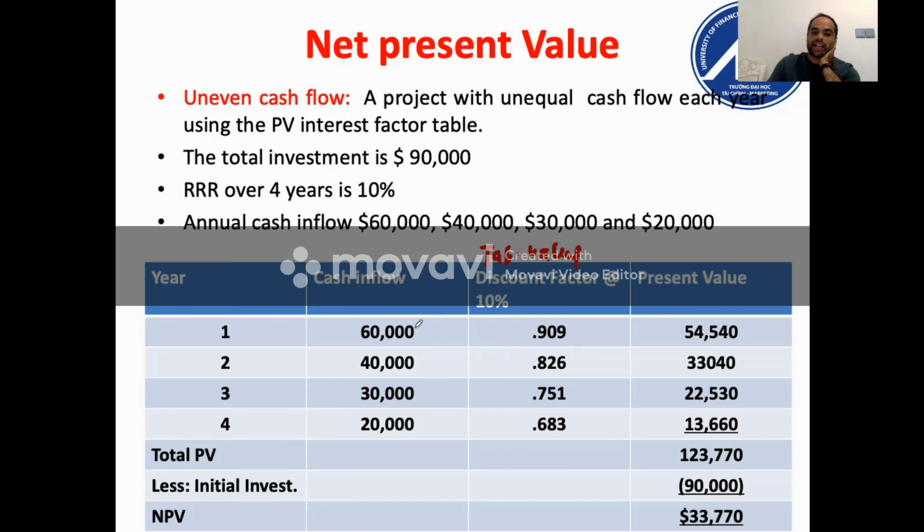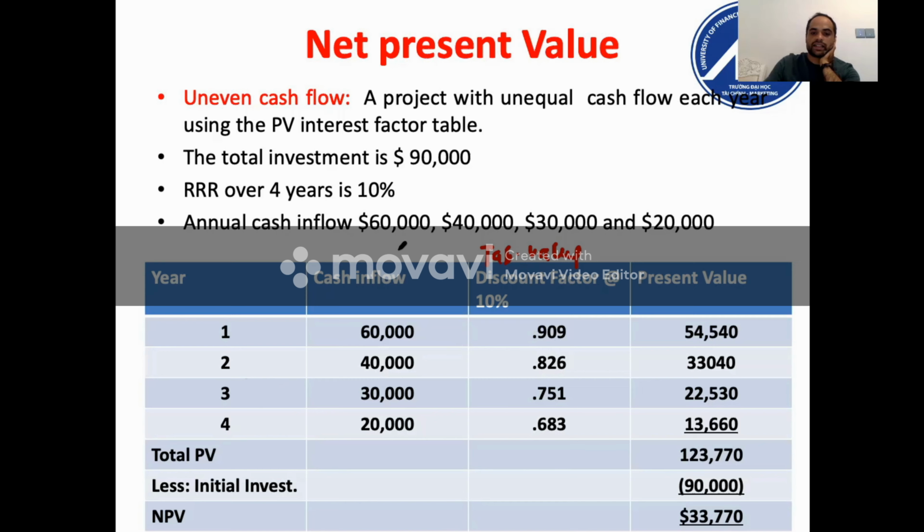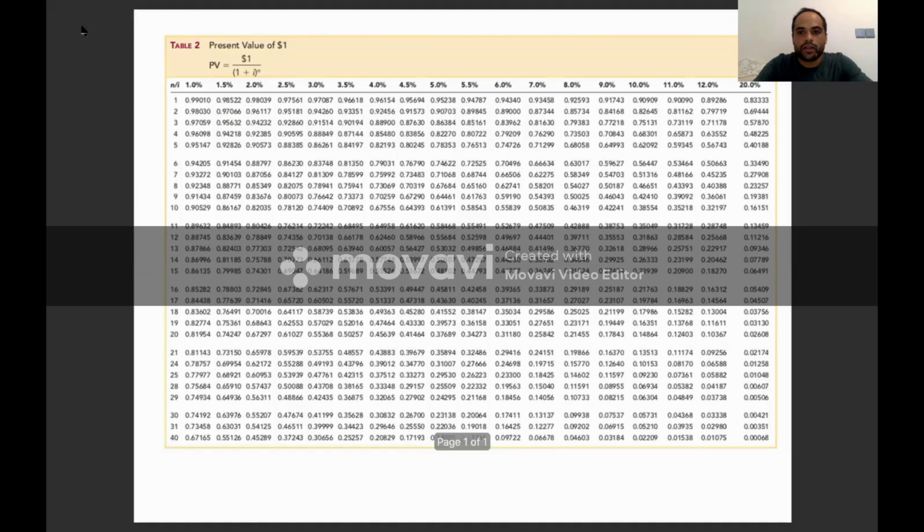So for this cash flow is the first year. So time is 1, rate is 10. Time is 2, rate is 10. Time is 3, rate is 10. Time is 4, rate is 10, right? So I'll show you these values here. Yes, that's your discount table. So you can match.